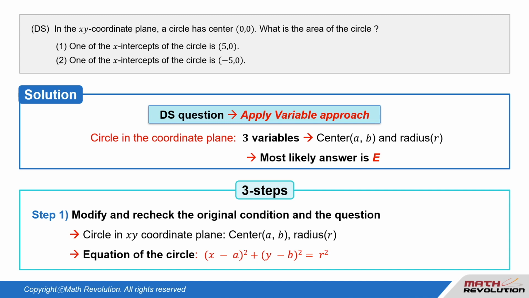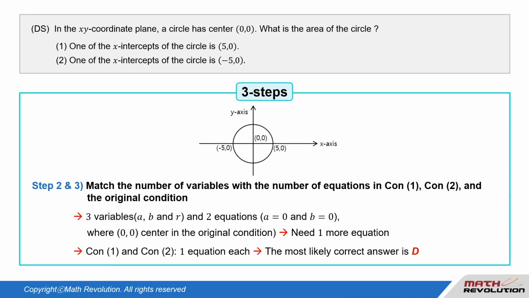A circle in the XY coordinate plane has a center at (a, b). Let r be the radius of the circle. Then the equation of the circle is (x - a)² + (y - b)² = r². The points are (0, 0), (-5, 0), and (5, 0).